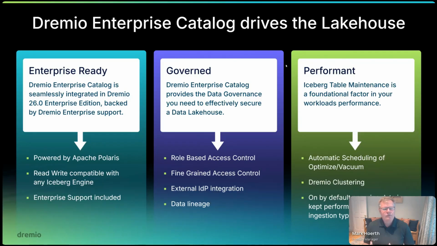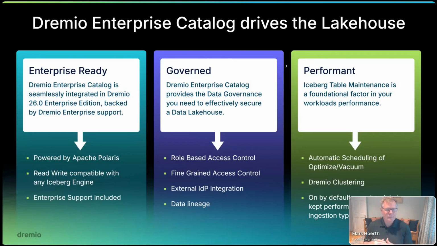Second of all, the Dremio Enterprise Catalog provides governance. We talked a little bit about that in the previous slide. You have role-based access control. You have fine-grained access control. Dremio has integrated Apache Polaris with external IDP.